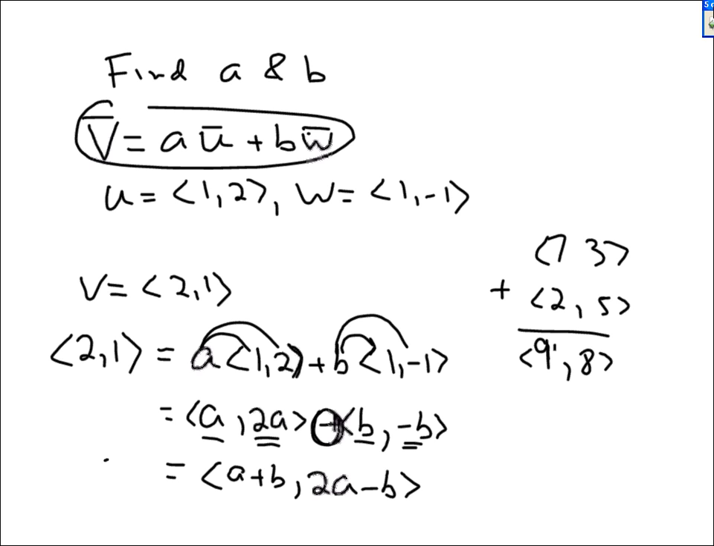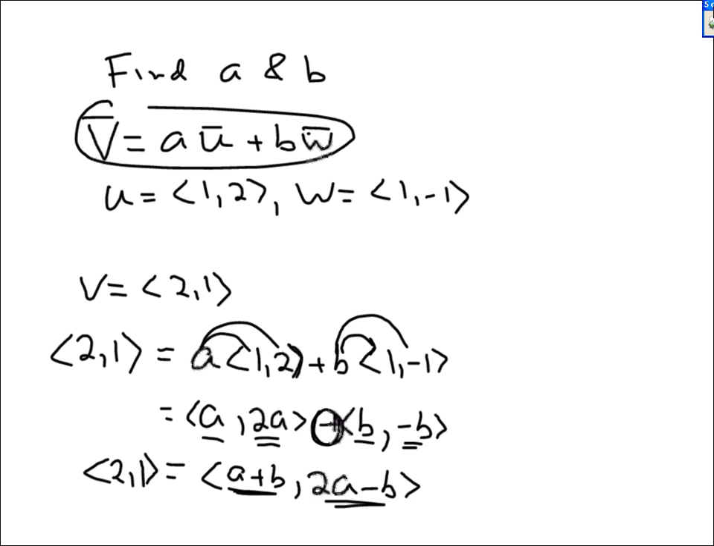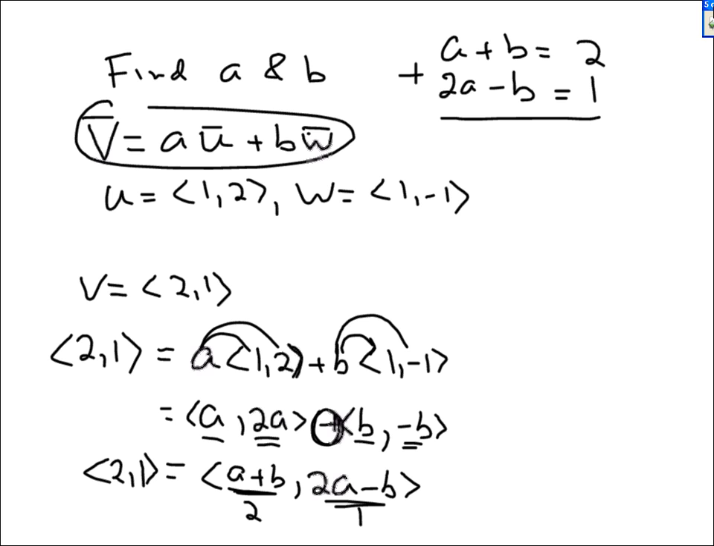Now I want this to be (2, 1). That is, I want this to be 2 and that to be 1. That's what I want to solve. a plus b should be the number 2, and 2a minus b should be the number 1. Now, coincidentally, if I add these, the b's cancel out. b plus negative b is 0. a plus 2a is 3a, and 2 plus 1 is 3. So now I know a is 1.